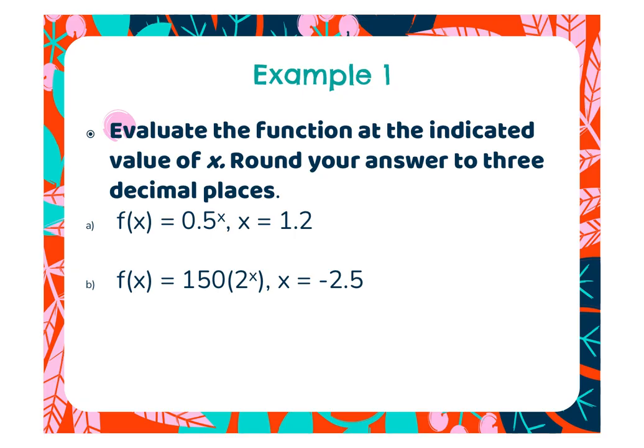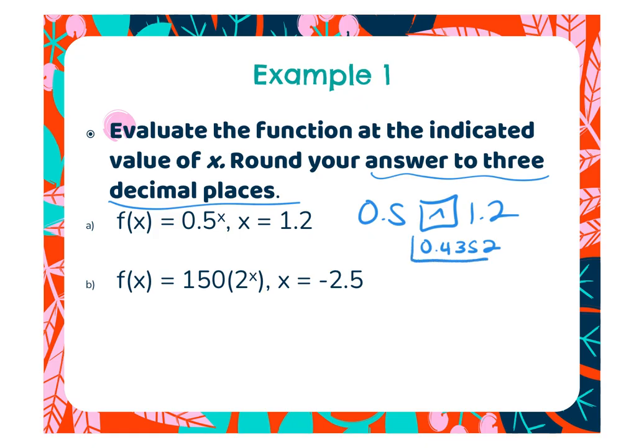It says evaluate the function at the indicated value of x and round your answer to 3 decimal places. So if f of x equals 0.5 to the x and x is 1.5, then depending on your calculator, you're going to type 0.5, then your little caret, to the 1.5. And I get 0.4352. It says to round answers to 3 decimal places, so it's 0.435.